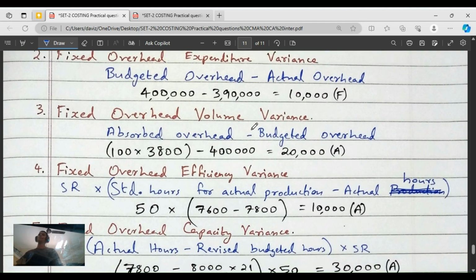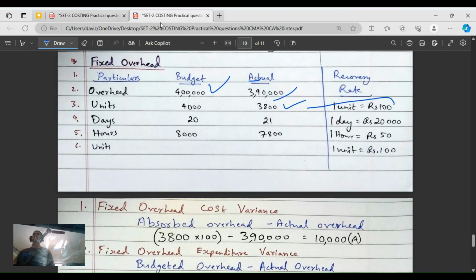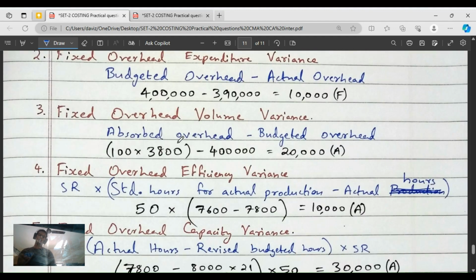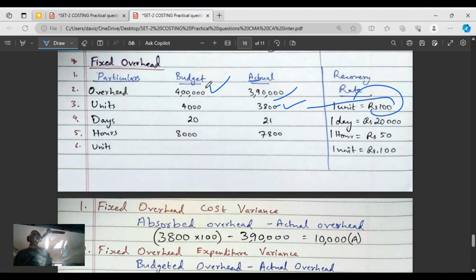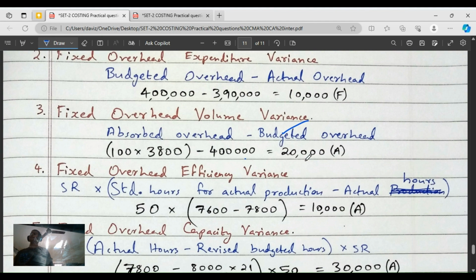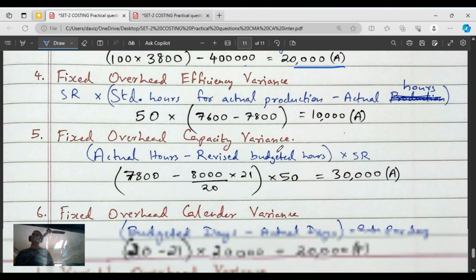Fixed overhead volume variance, which means absorbed overhead minus budgeted overhead. Absorbed was 3,800 into 100 per unit, so 3,80,000, minus the budgeted, standard 4 lakh. So I got 20,000, which is adverse, a negative figure.